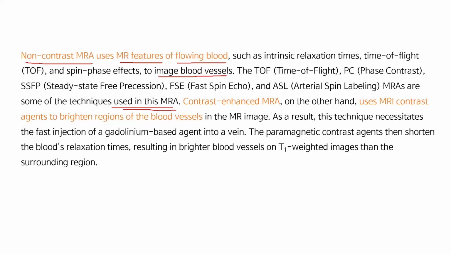Contrast-enhanced MRA, on the other hand, uses MRI contrast agent to brighten regions of blood vessels in the MR image. As a result, this technique necessitates the fast injection of a gadolinium-based agent into a vein. The paramagnetic contrast agents then shorten the relaxation times, resulting in brighter blood vessels on T1 weighted images than the surrounding region.